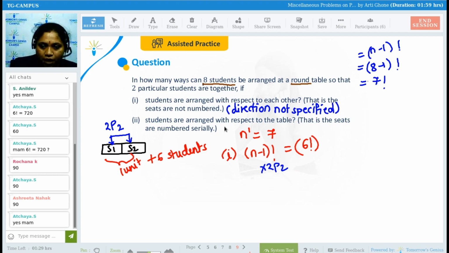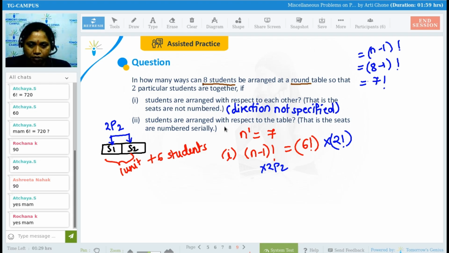So the total answer will be 6 factorial into 2 factorial for this case. Clear case 1? Is the first question clear or not? I want your yes or no in the chat box. No is also acceptable, but I want your reply in the chat box, so that we understand what you want to say.